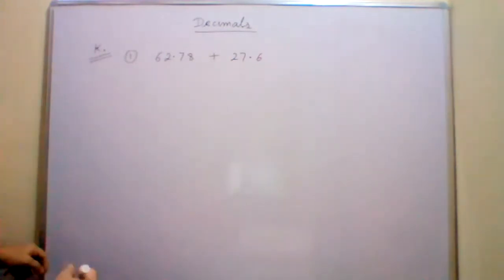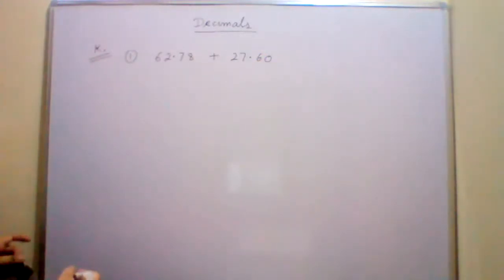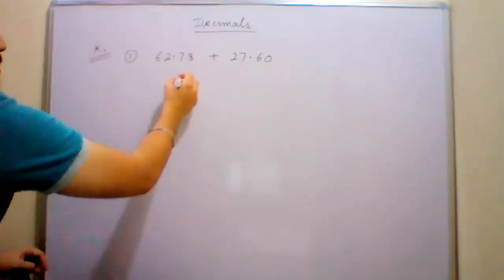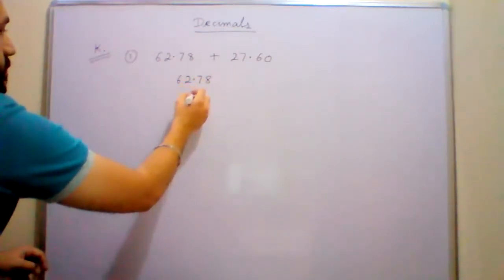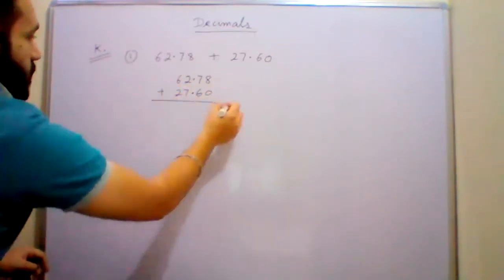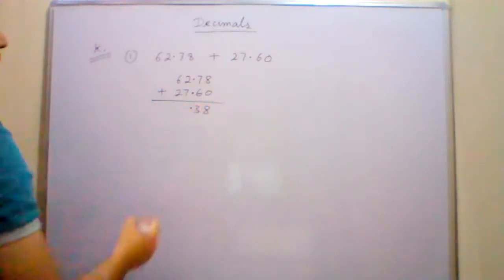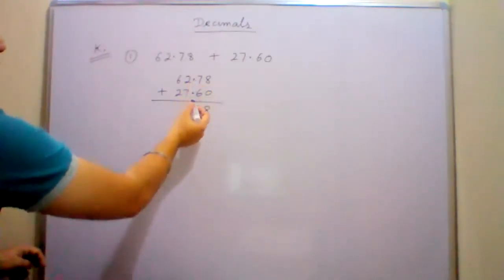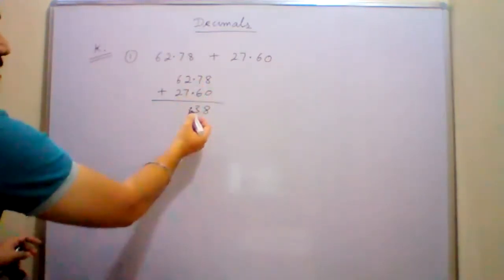So what we will do is add a zero, another zero in the second number. Now the number of decimal places is equal in both the numbers. Now you add the numbers: 62.78 plus 27.60. Add in the same manner. The only thing is that you will just copy down the decimal at the same place.